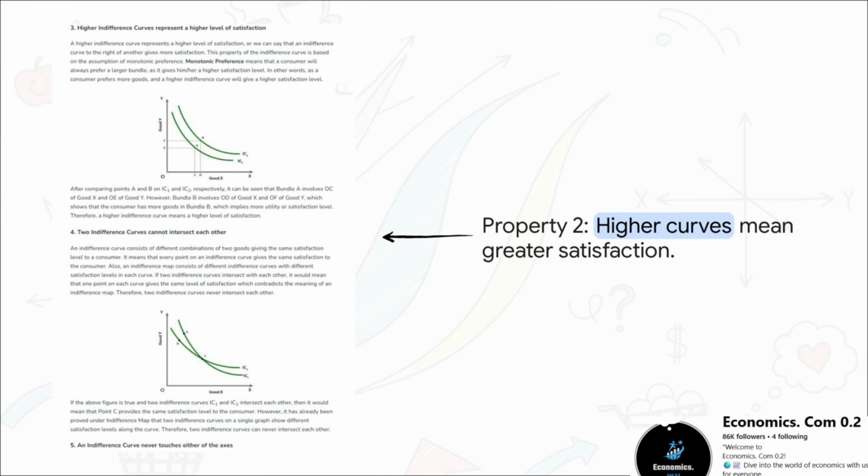Property number 2, higher curves represent higher satisfaction. This is based on the idea of monotonic preference. Basically, a rational consumer will always prefer a larger bundle of goods. A bundle found on a higher rightward curve gives the consumer more stuff. More goods mean more utility. So pushing your curve up and to the right, that's the ultimate goal.